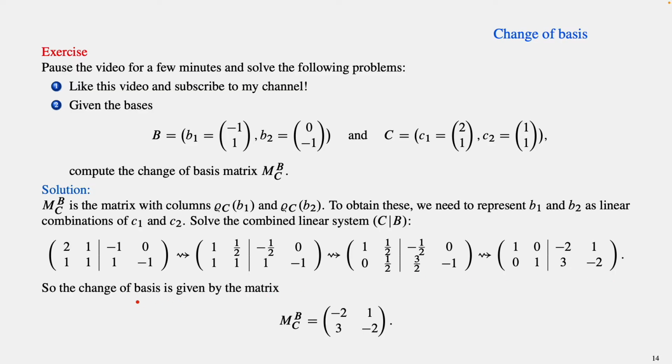So that means the change of basis matrix is given by the matrix MBC with entries -2, 3, 1, -2, because these are the linear coefficients we need in a linear combination to express B1 as C1, C2. So that means -2 C1 plus 3 times C2 will give us B1, and 1 times C1 -2 times C2 will give us B2. And you can check that this is in fact true.